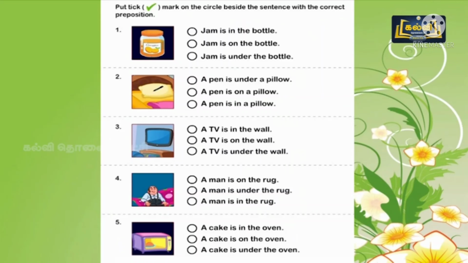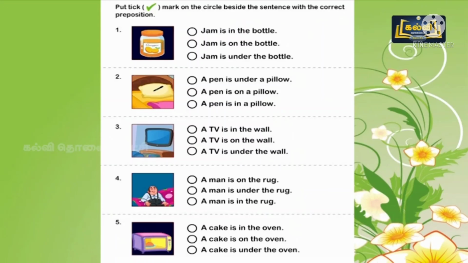What are you seeing there? There is a TV. Option A, a TV is in the wall. Option B, a TV is on the wall. Option C, a TV is under the wall.